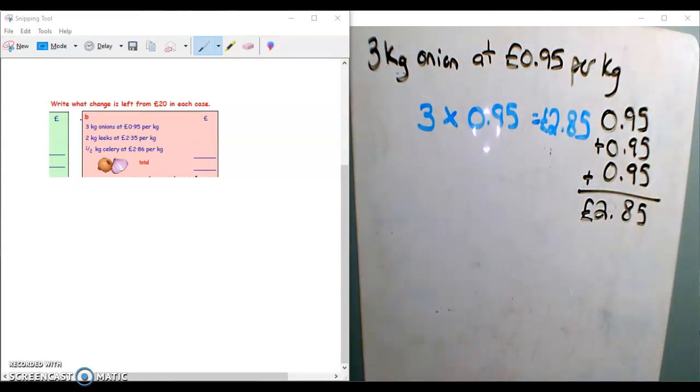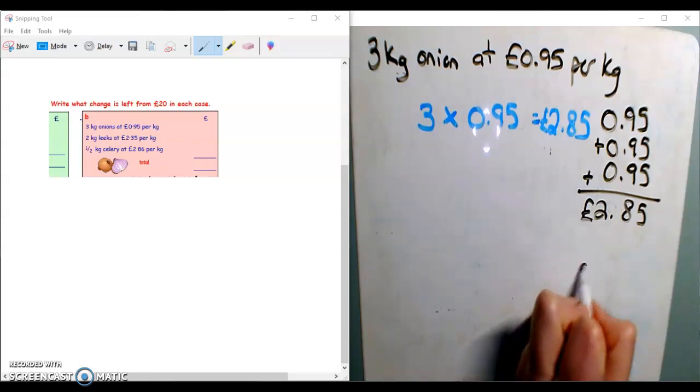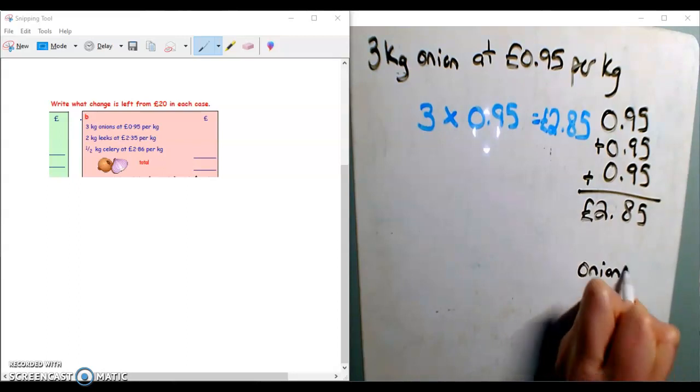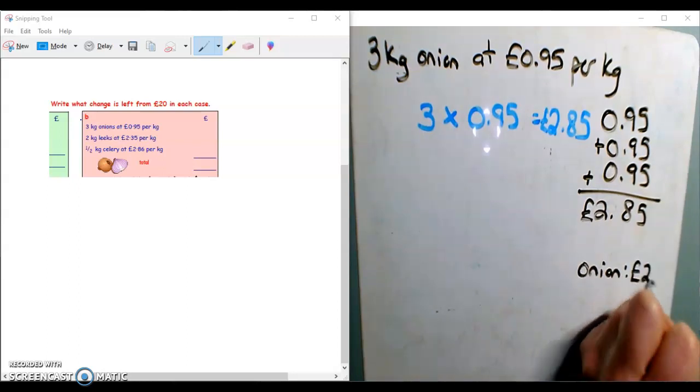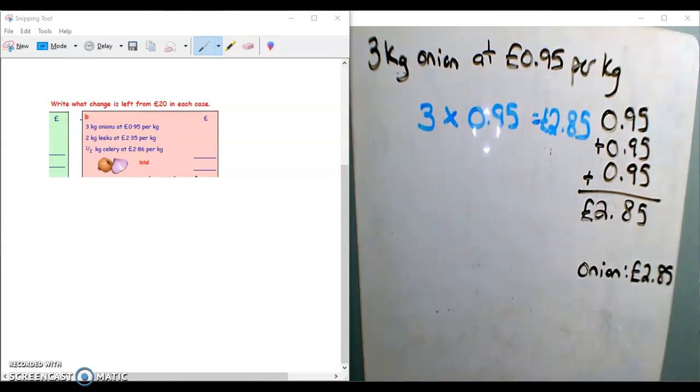Okay, so this is what we paid for the onions. So far we have the onions. We know we're paying £2.85. And then we are going to purchase some leeks. So then we have leeks.